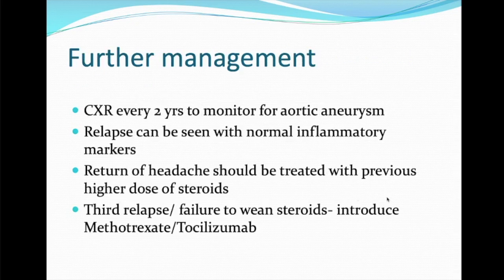So we tend to follow them up in clinic for a few years, so they can have a chest x-ray every 2 years to monitor for aortic aneurysm, and they may have relapses even when the inflammatory markers are normal. If the headache returns, they should be treated with the previous higher dose of steroids, and usually on a third relapse, or if we can't bring the steroid down further beyond a certain dose, then we would introduce a steroid-sparing agent like methotrexate or tocilizumab, which is a monoclonal antibody against IL-6.